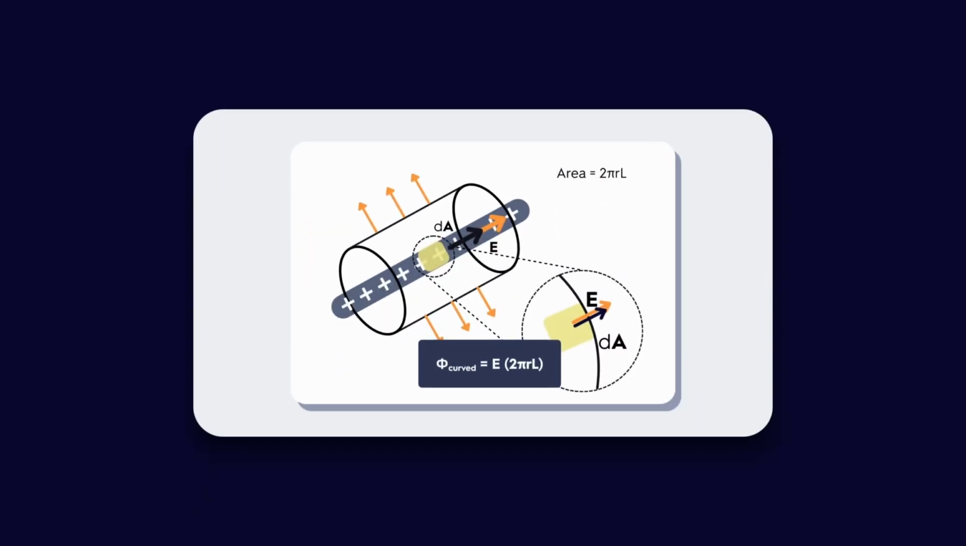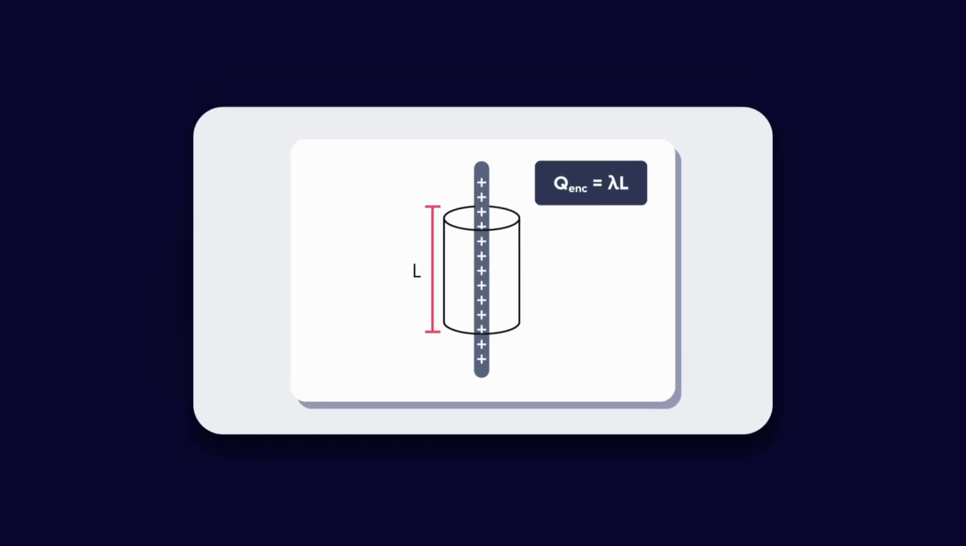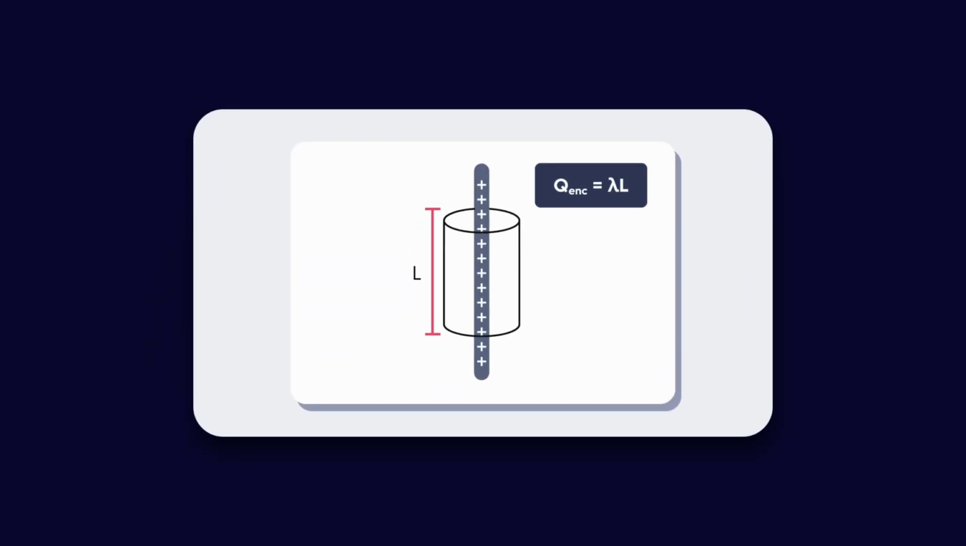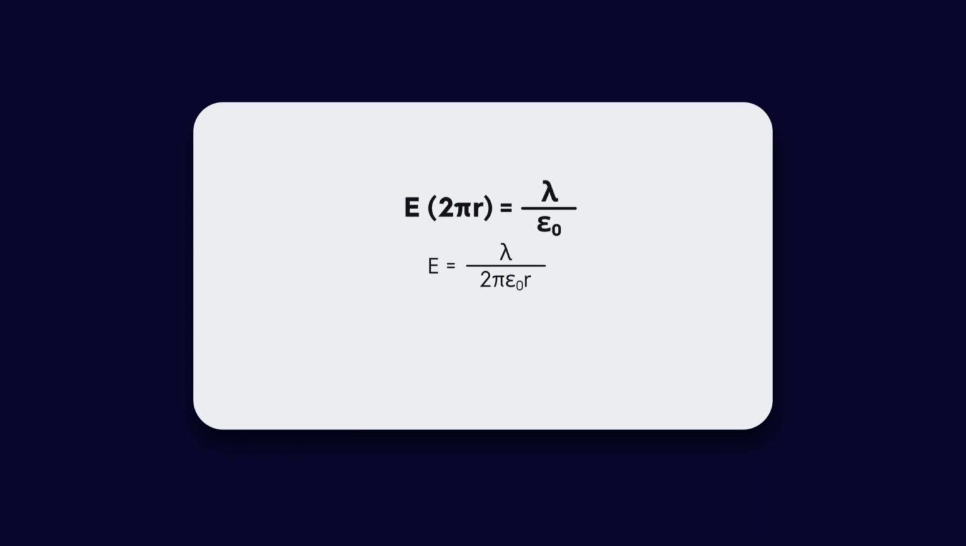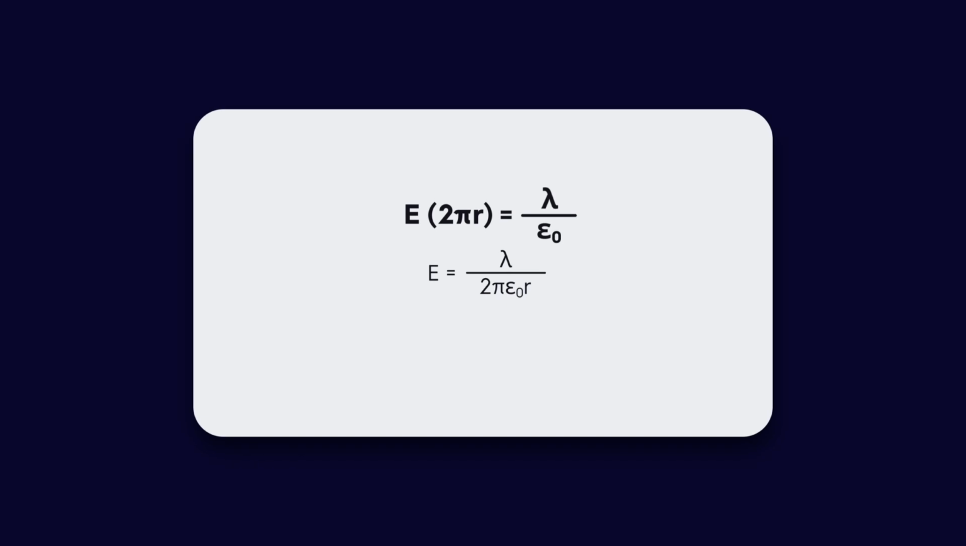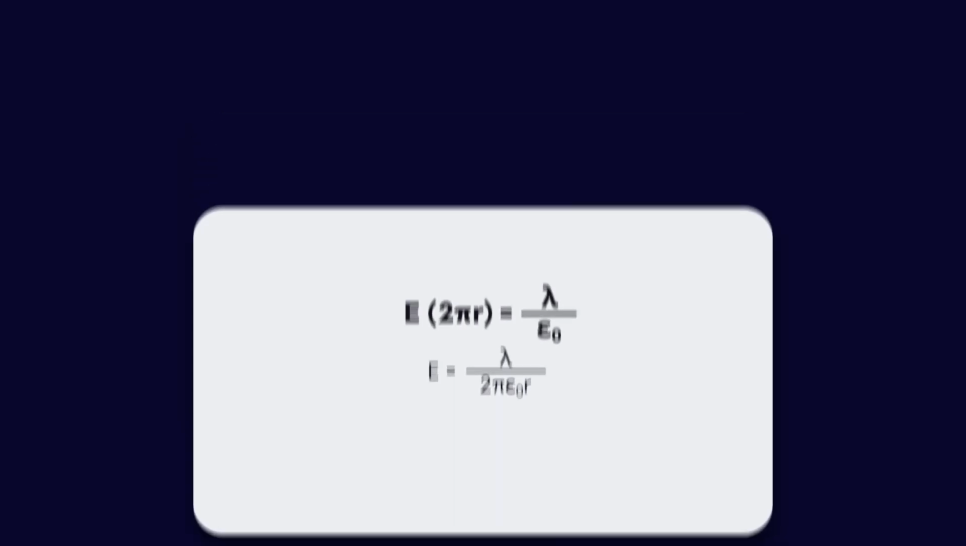So far, we used symmetry to choose a cylindrical surface, computed the flux, found Q enclosed equals lambda L, and solved for E equals lambda over 2 pi epsilon naught r.